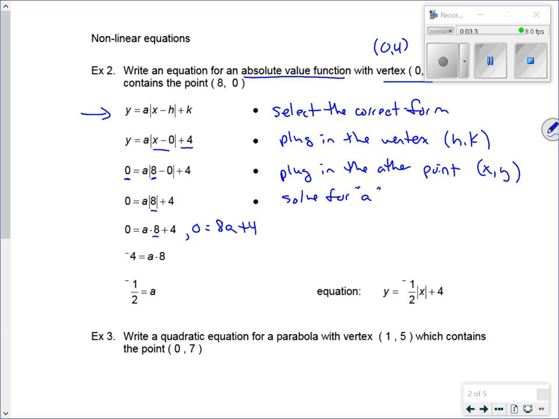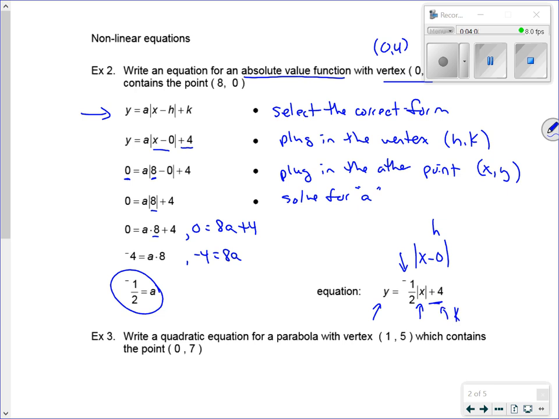Then subtract 4 from both sides. And again, you might have that as negative 4 equals 8a. And then divide both sides by 8, and there's our a value. Now, to write your equation, you need to keep the y, keep the x, plug the a in. I guess technically this is x minus 0 from the vertex. That's your h value, and then your k value on the outside here.